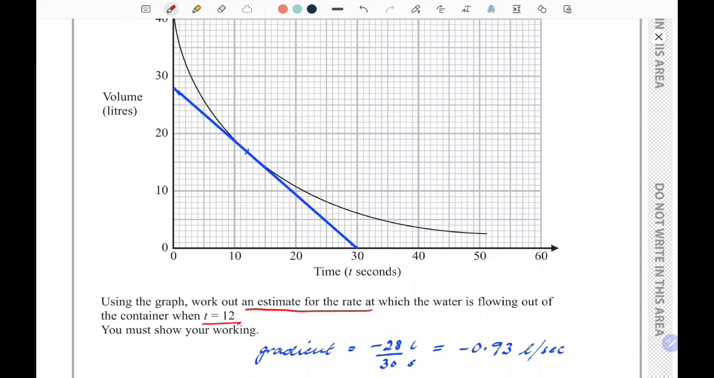All right. Whenever you have a rate, that means a gradient, i.e. the slope. Okay. And they've said it's an estimate because in this case, what you have to do, exactly as I've done, is draw a tangent. Okay, and the base point for that is 12, all right?